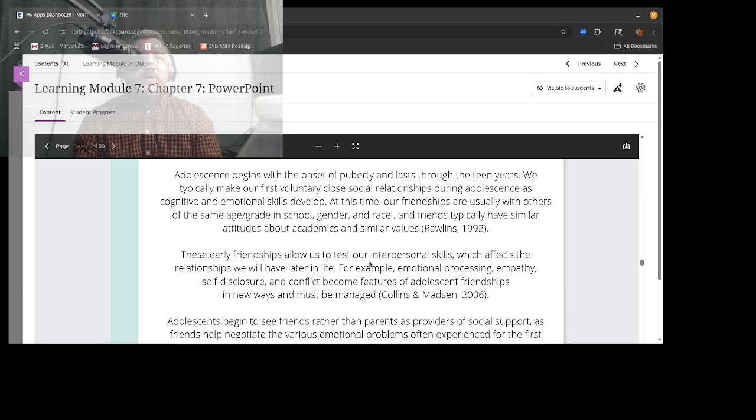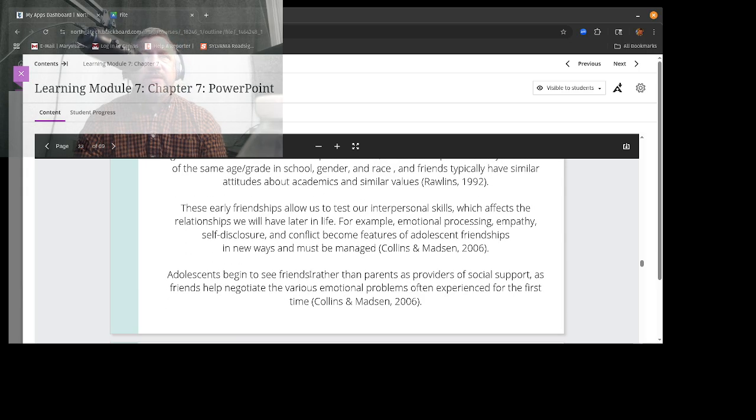The early friendships allow us to test our interpersonal skills, and that affects the relationships we will have later in life. For example, emotional processing, empathy, self-disclosure, and conflict are a constant feature of adolescent friendships, right? And they've got to be managed and maintained.